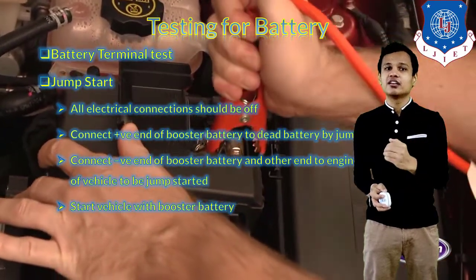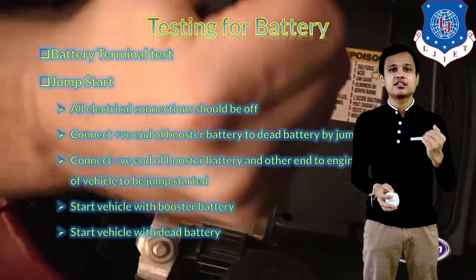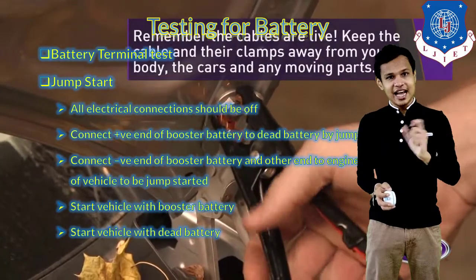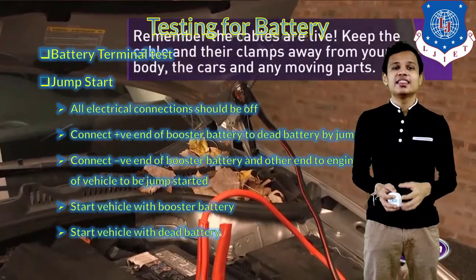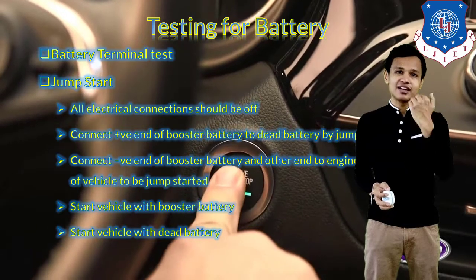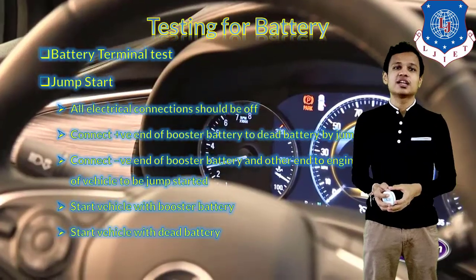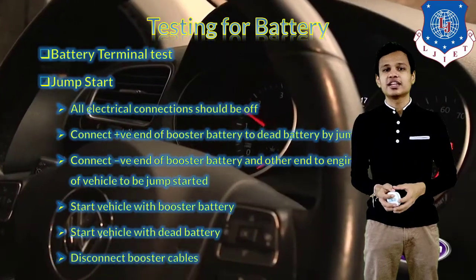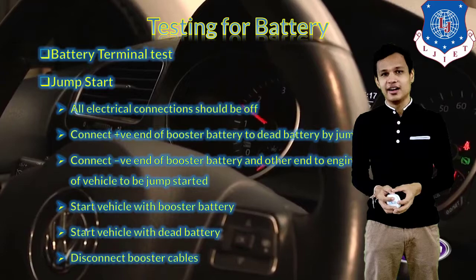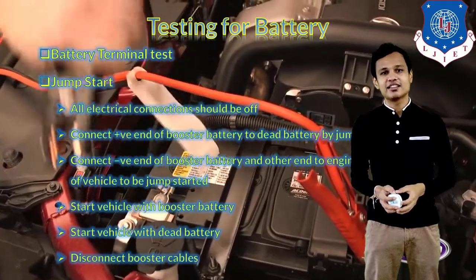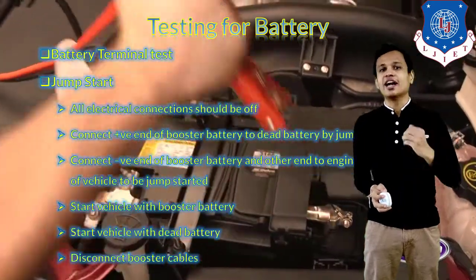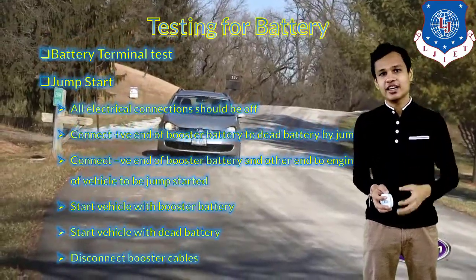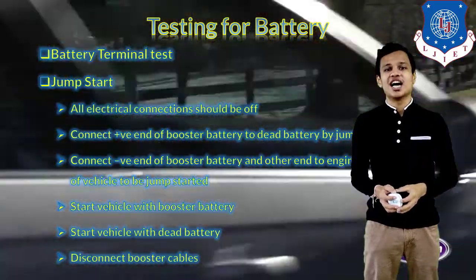After starting the vehicle with the booster battery, the next thing is to start the vehicle with the dead battery. Right, now when we apply the self-start, the vehicle will start because of the power it is getting from the booster battery. And after that, we will disconnect all the booster cables once our vehicle is started. So this is how we have started the vehicle with the help of the jump starting method. Next, when we drive the vehicle, the alternator will charge our vehicle battery.